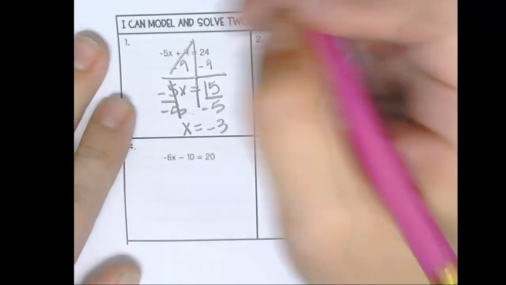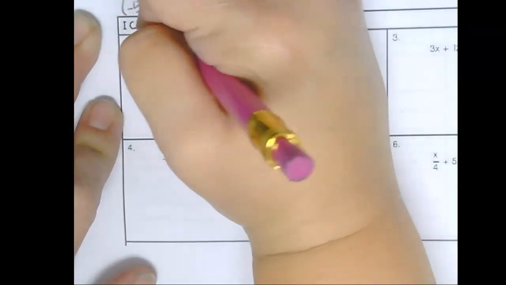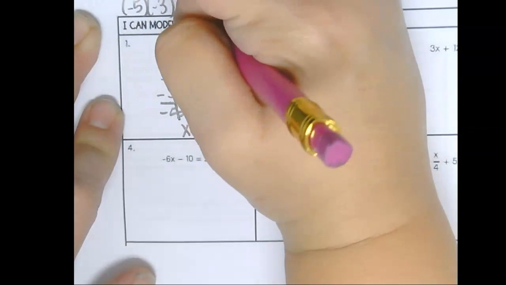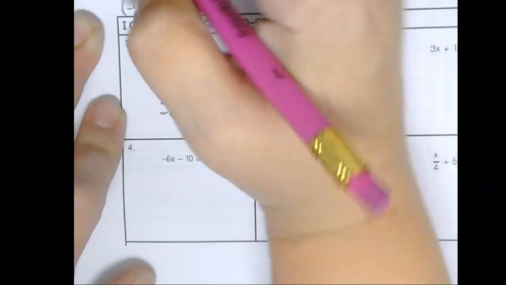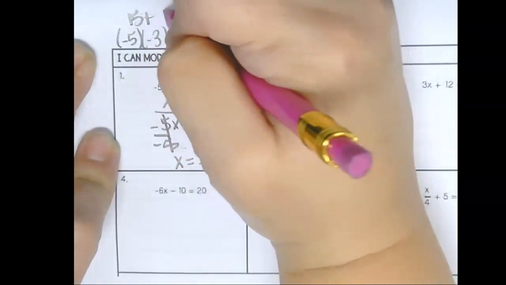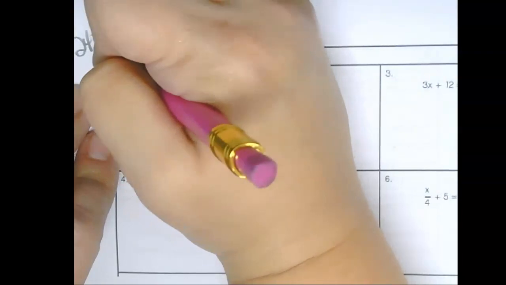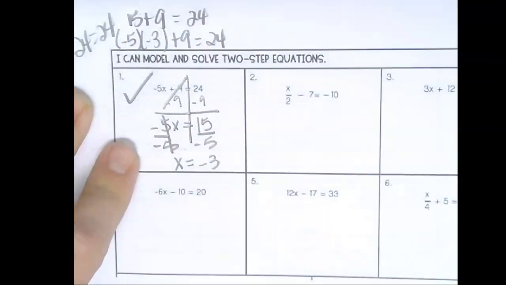In order to check my answer, I'm going to plug that back in. Negative 5 times negative 3 plus 9 is equal to 24. Well, that would give me 15. Oops, sorry guys, 15 plus 9 is equal to 24. 24 is equal to 24, so that is the solution to my equation.